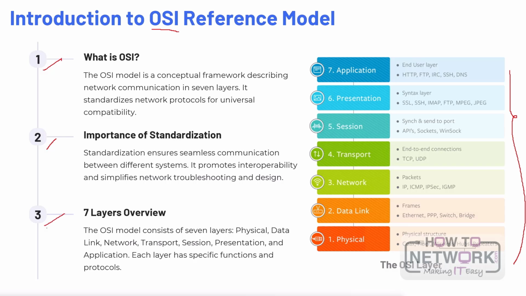As I've said earlier, each layer has a specific function and protocol working together to enable end-to-end communication across networks. For example, the physical layer deals with the physical transmission of data over a medium like a cable, while the application layer handles interactions with user applications.